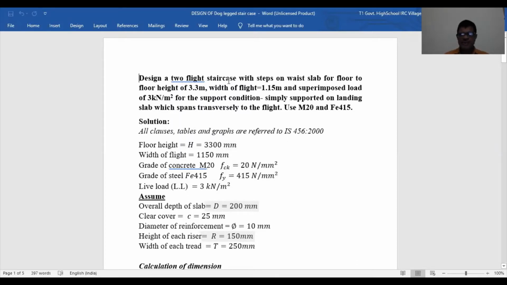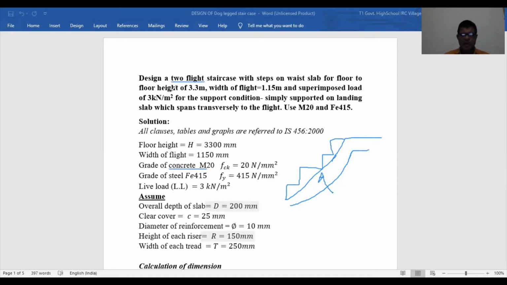Waist slab means, if you might have seen your staircases, if the staircase is going this way, then these are the steps on the stairs, and this is called the waist slab. So this slab is called the waist slab.